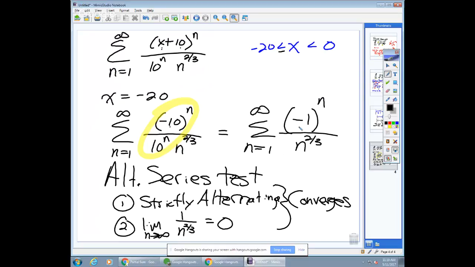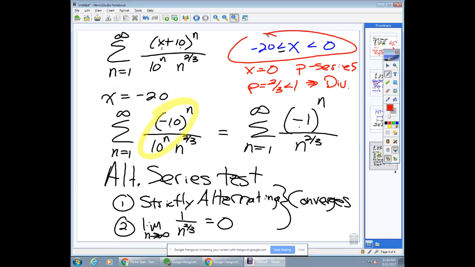So we can just kind of see that. So I'm just going to make a little note in red here, because we kind of have the work here for it. If x equals 0, then this is a p series. P equals 2/3, which is less than 1, which implies divergence. So then this is my final interval right there. I have it converging on the left side, but diverging on the right side.